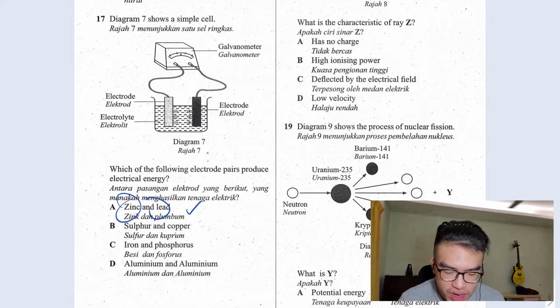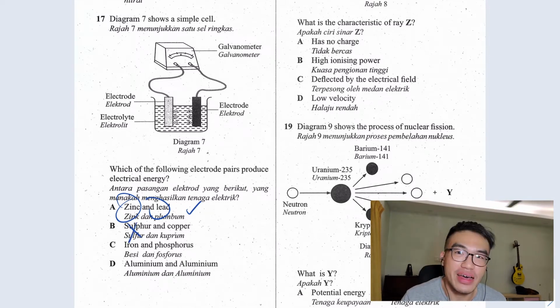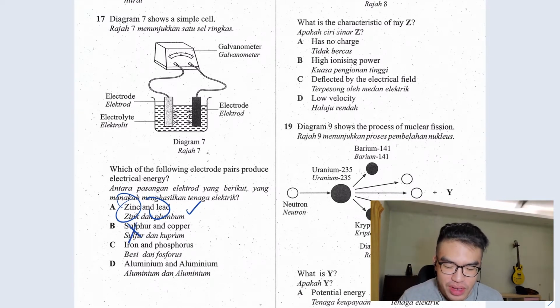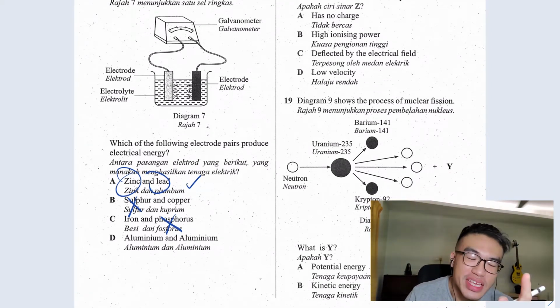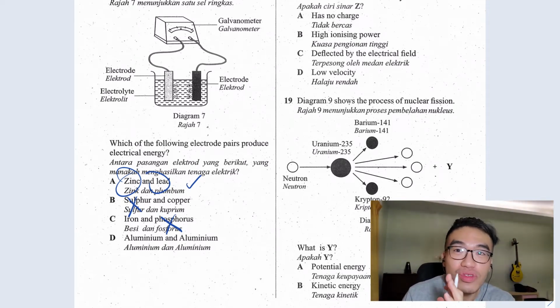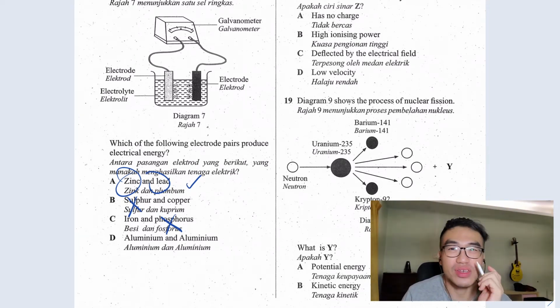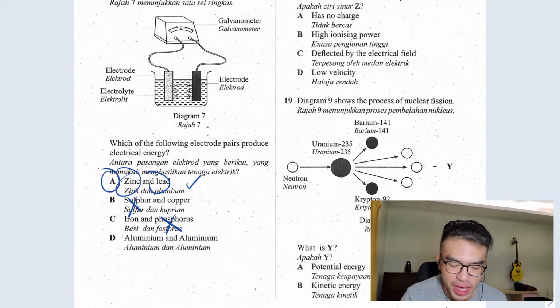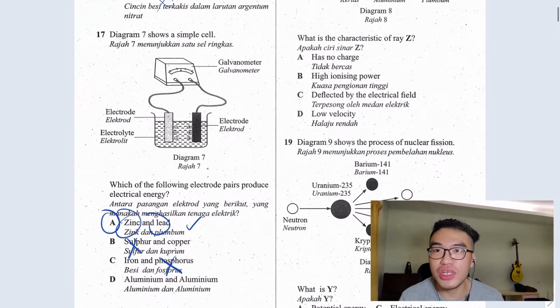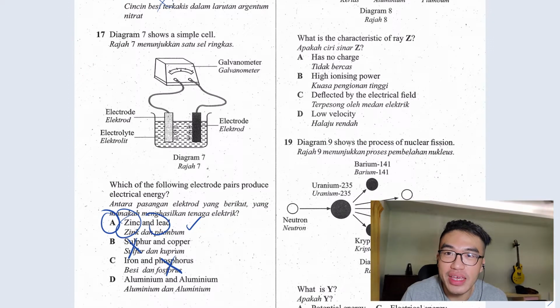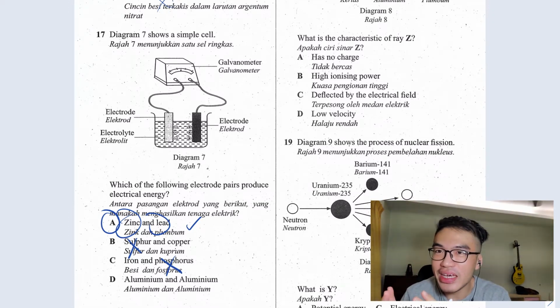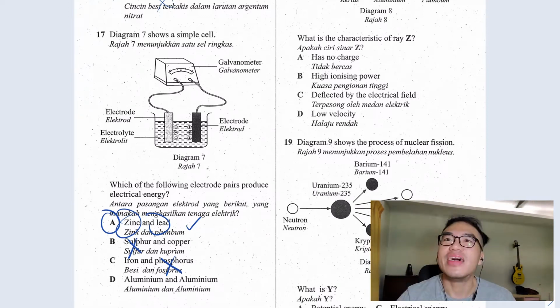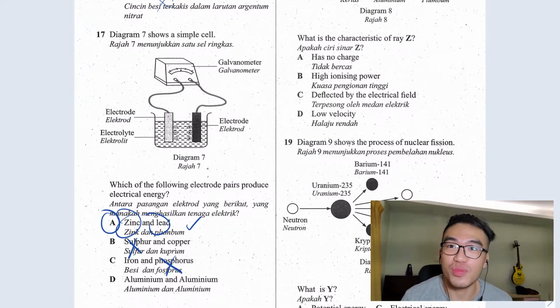For B, sulfur and copper, sulfur is not a metal. That would be wrong. C, same case, phosphorus is not a metal. D, aluminium and aluminium, they have the same reactivity. You will not get any voltage here. So there's only one answer here. That would be A. Just a quick revision. How do you make the voltage higher? The further they are away from each other in the ECS, if you still remember the reactivity series, the higher voltage they are going to produce.